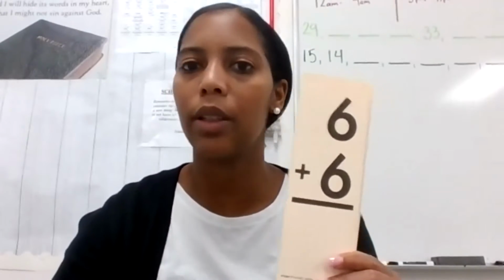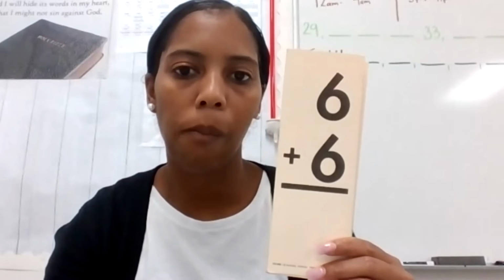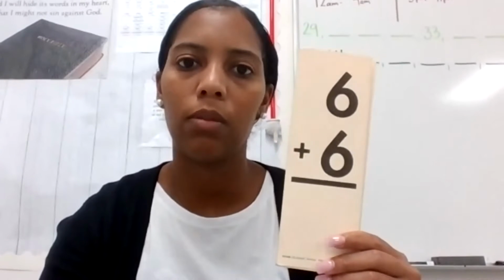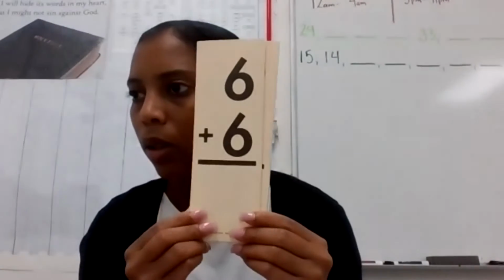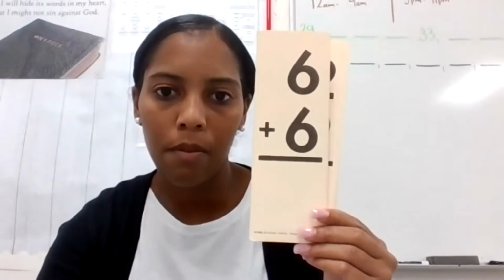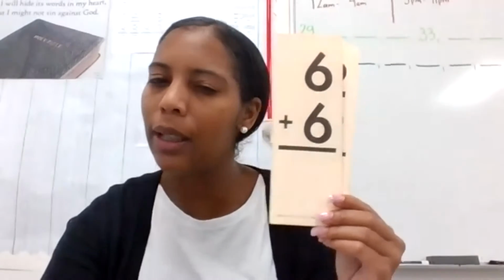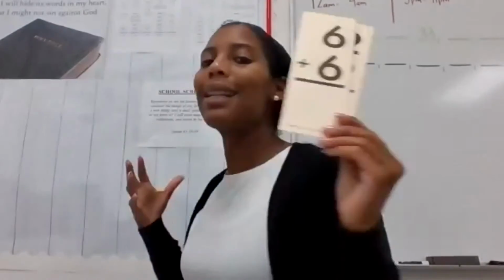Oh, no, I didn't call you. I don't know. You don't know? That's okay. All right, Nora, you want to help Joshua out? 6 plus 6? 14? Not 14. I have 6, and I'm adding 6 more.